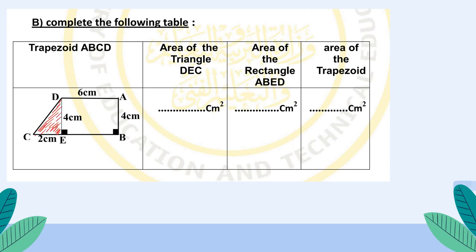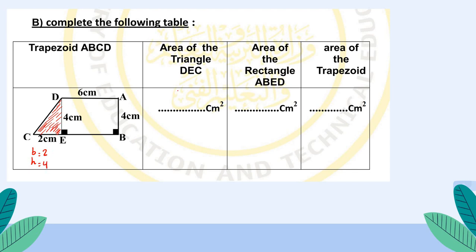How can we find the area of this triangle? Well, I have to know where the base is and where the height is. The base here is 2. And how can I know the height? By finding the perpendicular line. It's what? It's 4 centimeters.